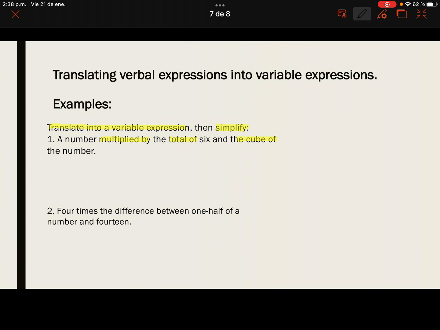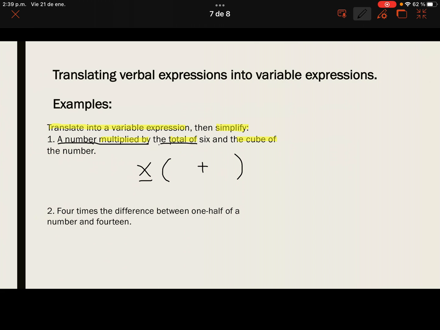Then let's start. A number means an unknown number. We have to use a variable to represent it, so for example, a number can be x, because we don't know what number it is. Then that number is multiplied by the total of, and that means we are talking about an addition. So that number, x, multiplied by, in parenthesis, the total of, indicating an addition.